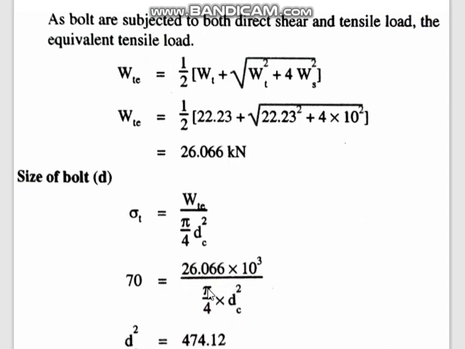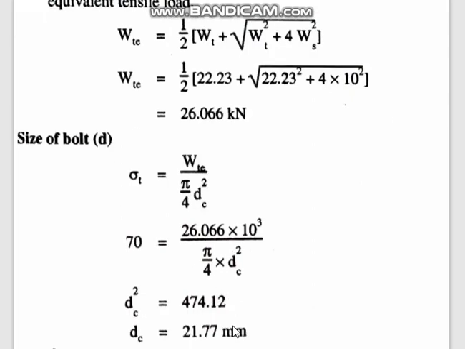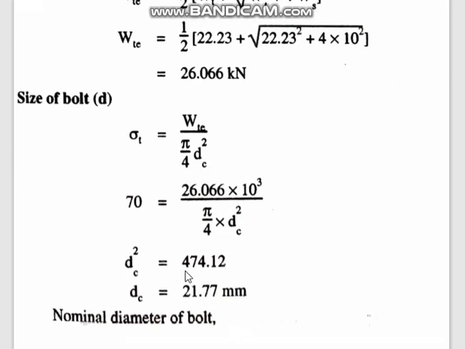Okay. And divided by pi by 4. Then now dc square you will get, and dc you get 21.77. So this is the core diameter you have got.